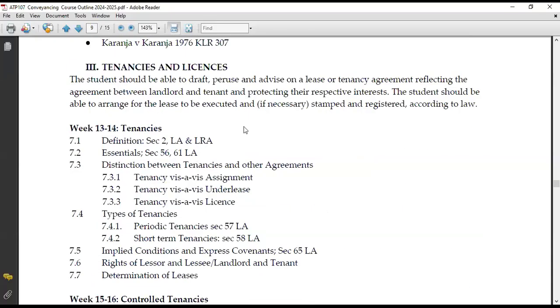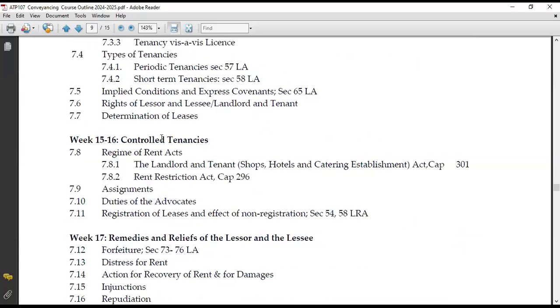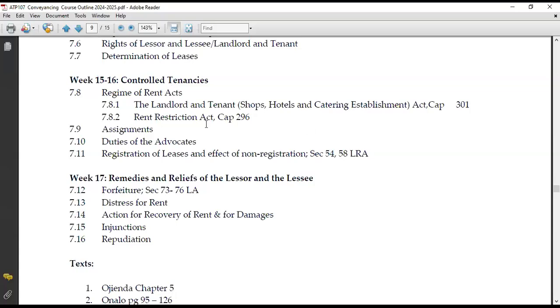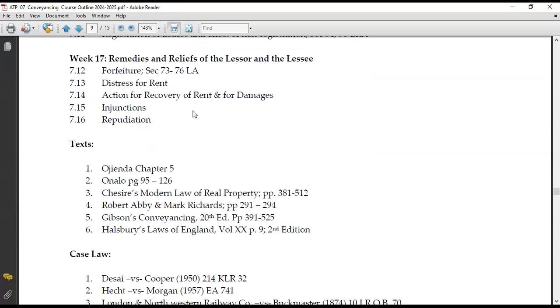Tenancies and licenses. These are areas that have been tested. They can be repeated. There are many questions and answers. Landlord and tenant have been tested. Remedies and relief for lessor and lessee, tested many times.